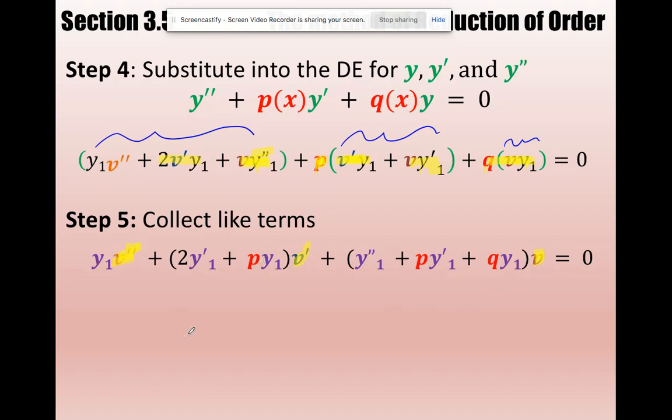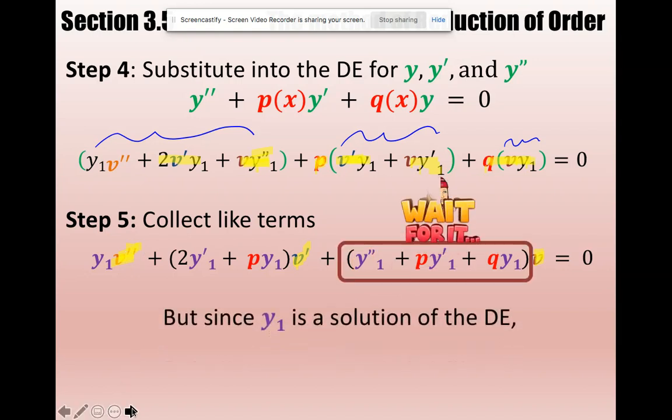So I still have right now a second order differential equation, and it looks uglier than what I had: v double prime, v prime, and v. But wait for it. Do you see what happens here in that box? I have y sub 1 plugged into the original differential equation: y double prime of 1, p times y prime of y sub 1, plus q times my solution y1.